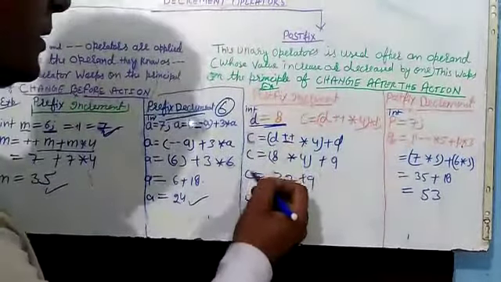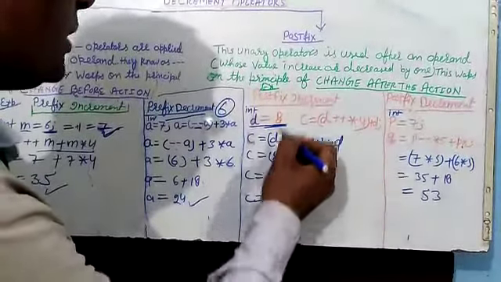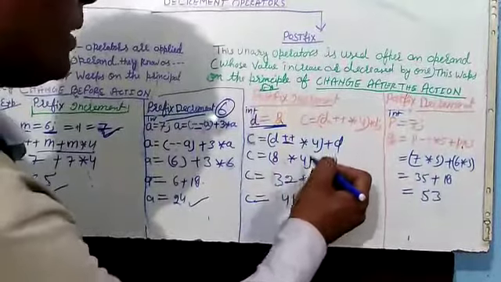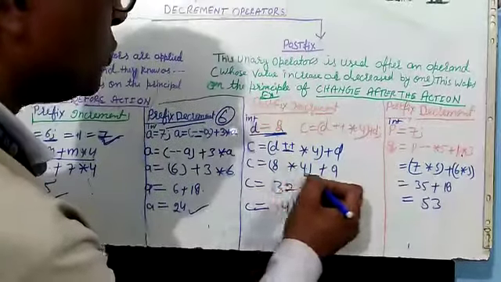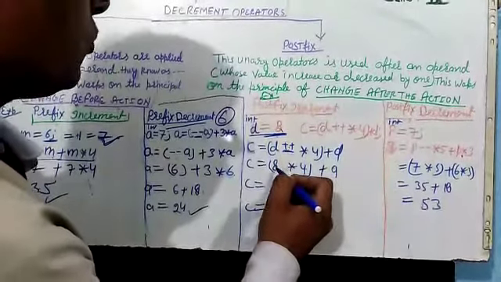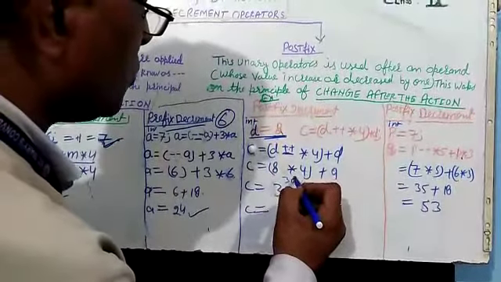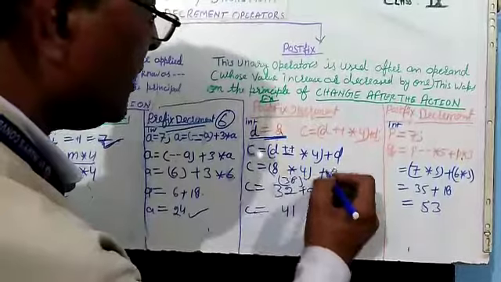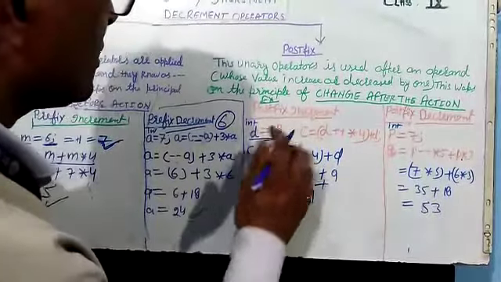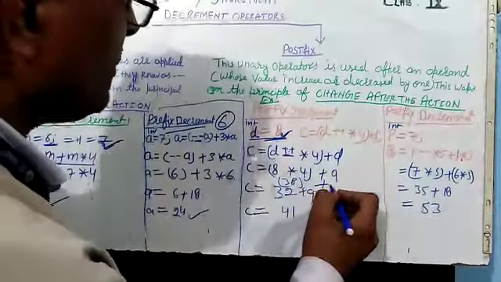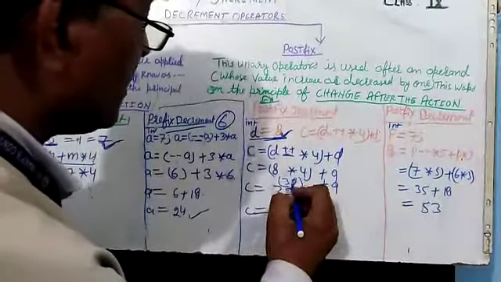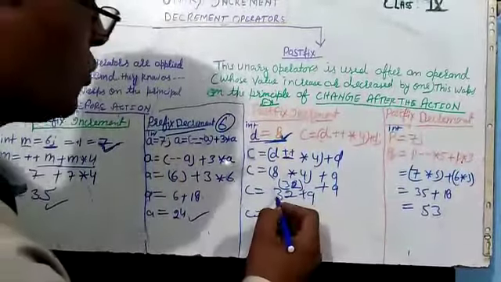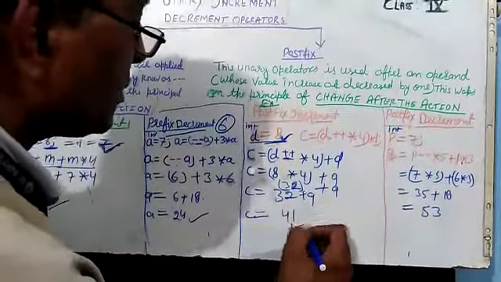For example, c is equal to the value of d, which will be the same here, multiply by 4. After the action, means 8 times 4 is 32, and then the value of d, 8, will be 9. Now 32 plus 9 is equal to 41.